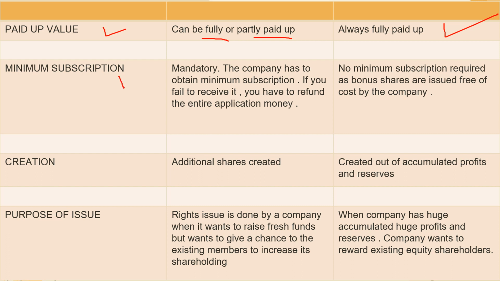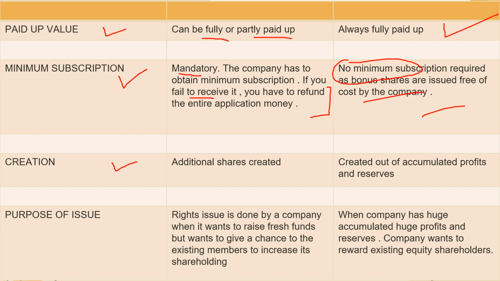Next point comes the minimum subscription. When a right issue is issued, it is compulsory that the company gets a minimum subscription. If the company does not receive that minimum subscription, it has to refund the entire application money. So the minimum subscription clause is mandatory and compulsory when we talk of the right issue. When we talk of the bonus issue, there is no clause of minimum subscription, because again, the same thing I repeat, bonus shares are issued free of cost by the company. Therefore, no minimum subscription clause, and there is no renunciation, just as I told you.